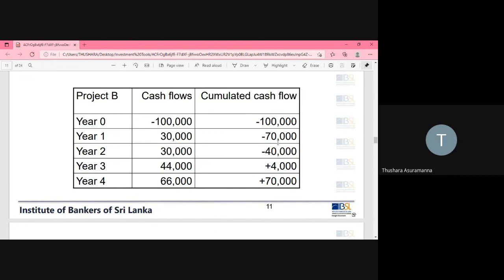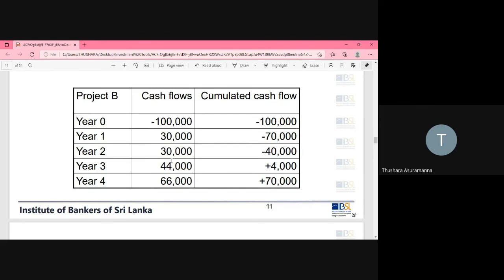So then what is the fraction we are talking about? 40 divided by 44, because this 40,000 is to be recovered within this 44,000 in year 3. So 40 divided by 44 is the fraction that you are interested in. That comes to 0.9. By end of year 2, you are yet to recover minus 40,000, which has to be recovered within year 3. Minus 40 divided by 44 gives that 0.9. That is how we got the 2.9.